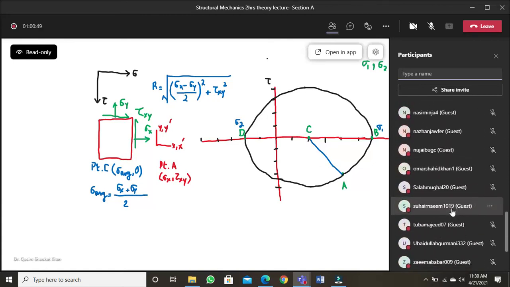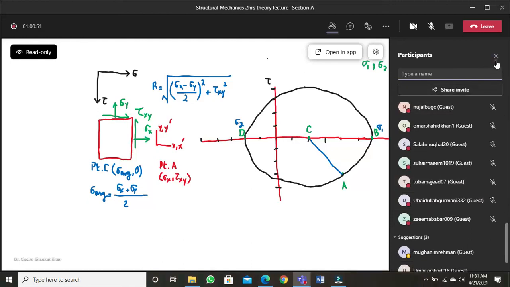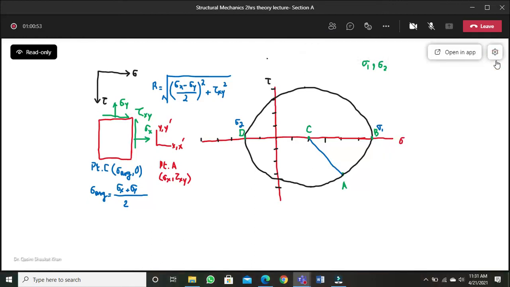Okay. Now, the next thing is our reference plane, CA. C was the center point of the Mohr circle, and A is our reference point. So CA is my reference plane. A is my reference point and CA is my reference plane. Now the major principal stresses.